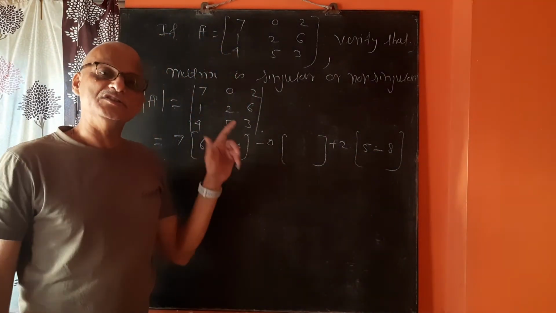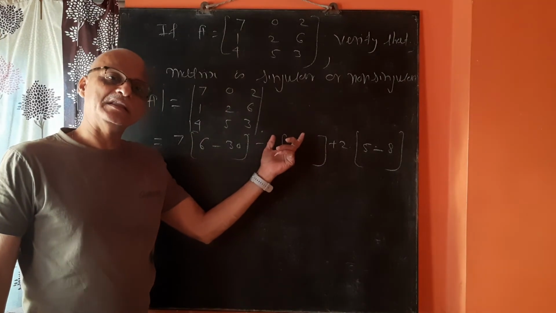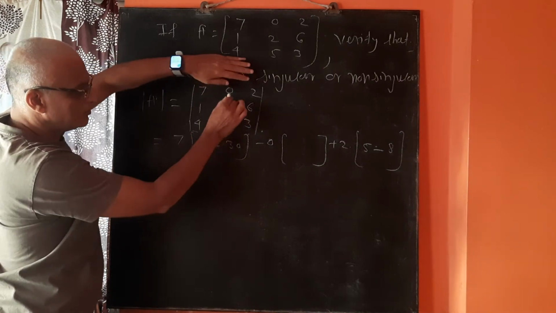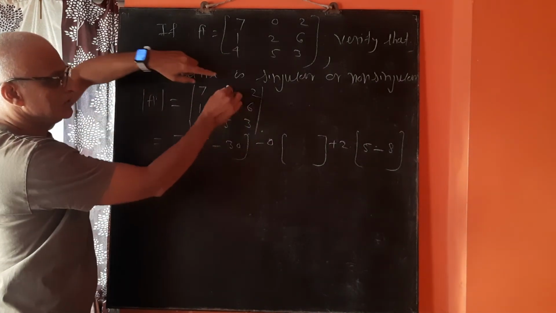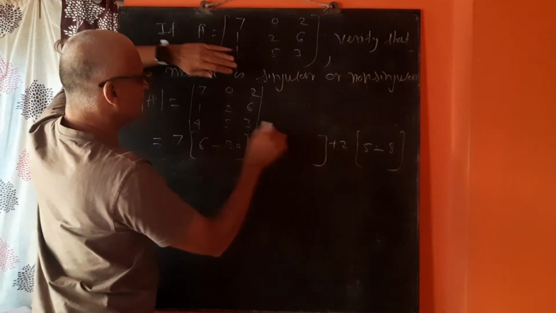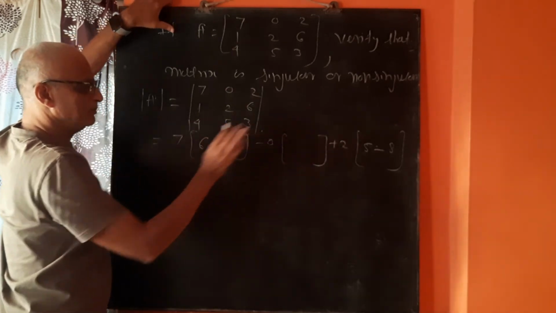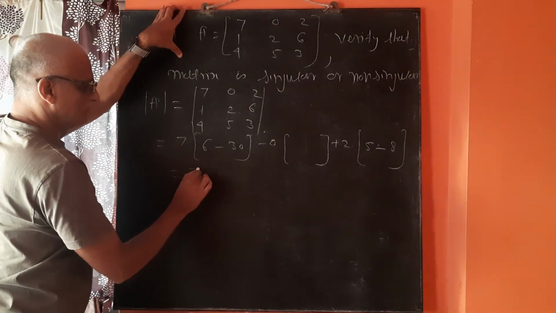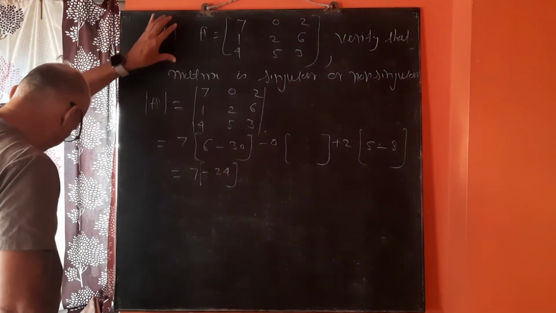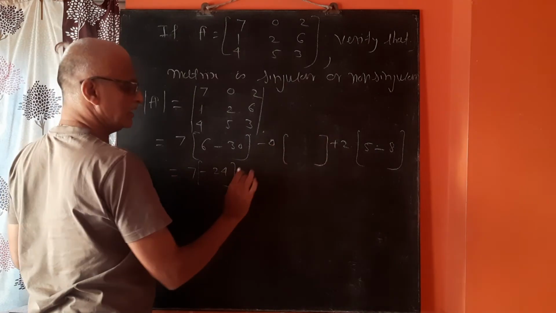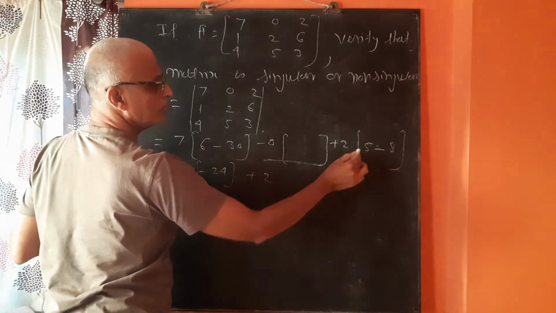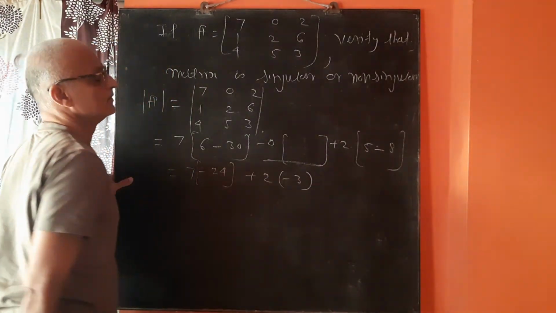I repeat again, those who have not practiced can solve it step wise. Step wise means 7 into determinant of 2 5, 6 3; 0 into determinant of 1 6, 4 3; 2 into determinant of 1 2, 4 5. Simplify it, we get 7 into 6 minus 30, that means minus 24. 0 into that will be 0. Plus 2 into 5 minus 8, that is minus 3.